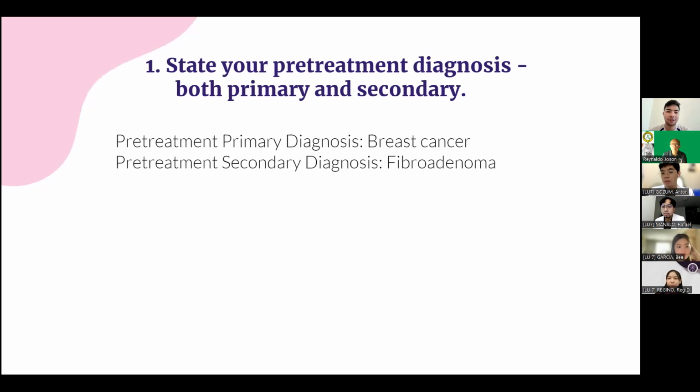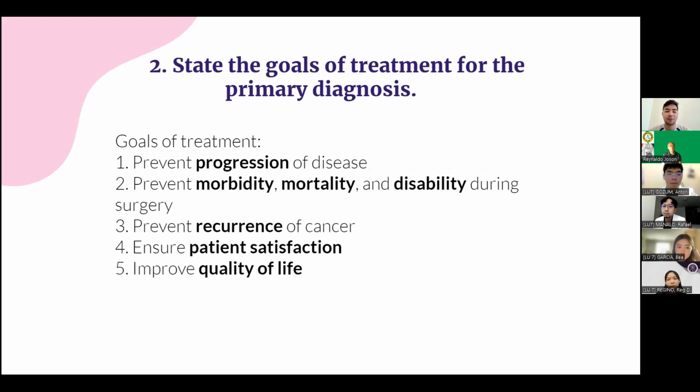Okay, so moving on to treatment. Just to restate our diagnoses, our pre-treatment primary diagnosis is breast cancer, while our pre-treatment secondary diagnosis is fibroadenoma. Next slide. The following are our goals for the treatment of our primary diagnosis of breast cancer. Number 1, to prevent progression of disease. Number 2, prevent morbidity, mortality, and disability during surgery. Number 3, prevent recurrence of cancer. Number 4, ensure patient satisfaction. And number 5, improve quality of life. Next slide.